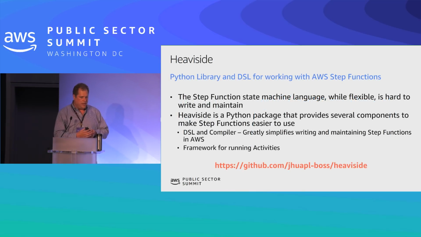So I'm going to take a quick minute and talk about Heaviside. This is an open source library we created for dealing with AWS step functions. It has a DSL, a domain-specific language, and a compiler, and it will take your Heaviside code and compile it to an AWS step function in JSON format, and it'll verify that it is working correctly.